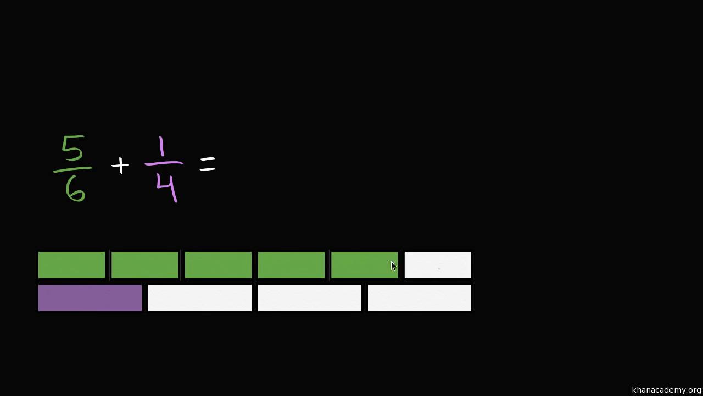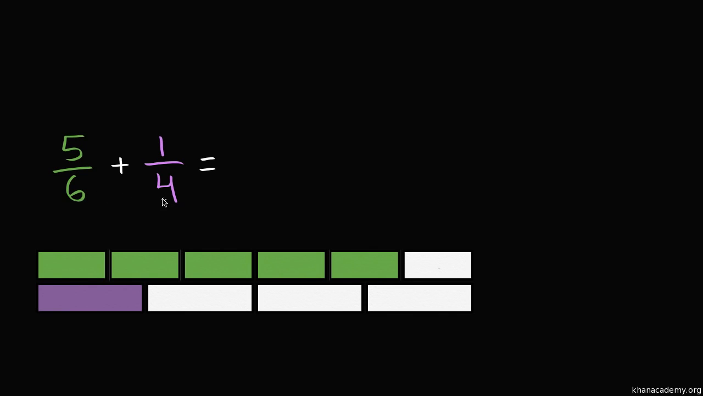So this is 5/6. And then down here we have another whole, and we have 1 out of the 4 equal sections shaded in, so this is 1/4. And I want to add them. And I encourage you at any point, pause the video and see if you can figure it out on your own.